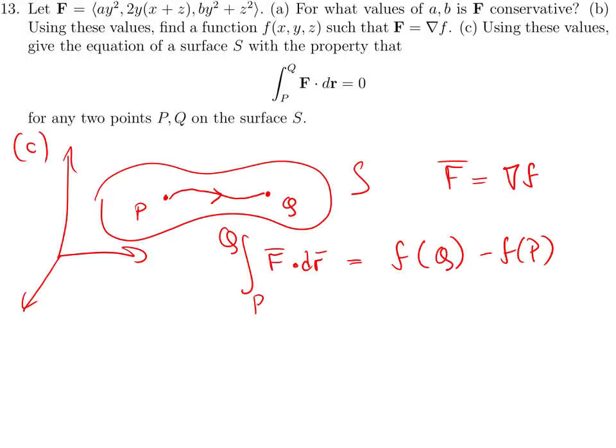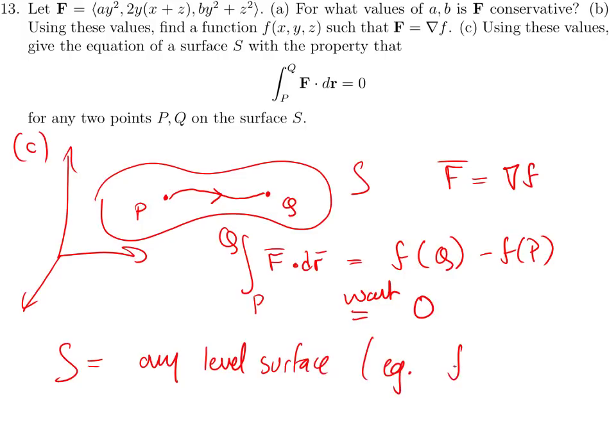And what I want is a surface with the property that this is always 0. So what that translates to is I want a surface where for any 2 points, the difference between the values of little f is 0. In other words, little f is constant on the surface. We already have a name for this. It's just a level surface. So just be any level surface. For example, just f equals 1. Okay.